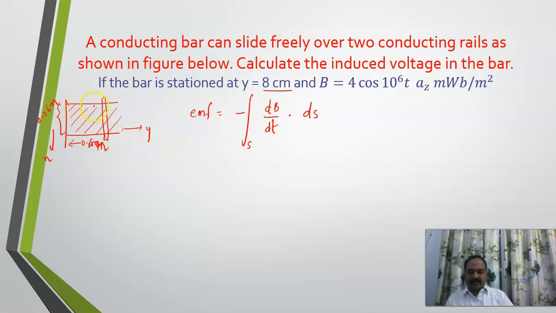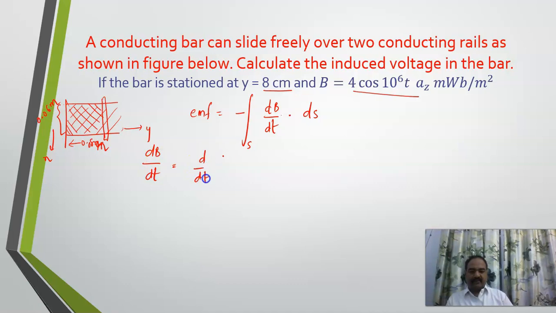So in this case, I am considering this surface where x is varied from 0 to 0.06 and y is varied from 0 to 0.08. So when B is independent of x and y, it is dependent only on time. Okay. So first of all, let me calculate dB by dt.